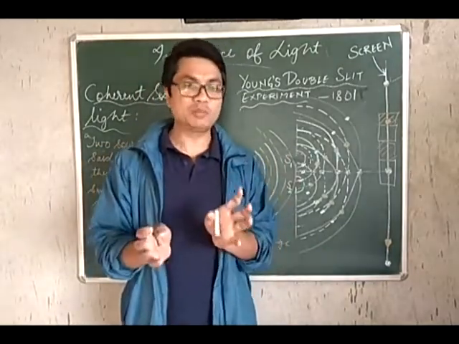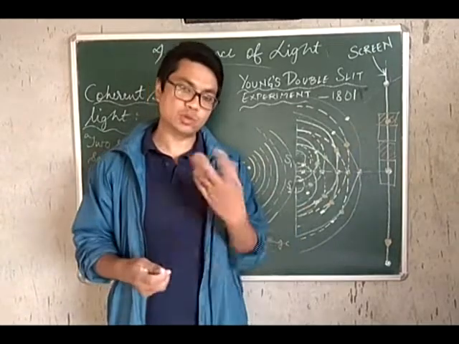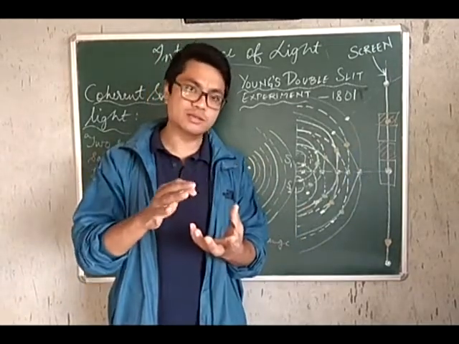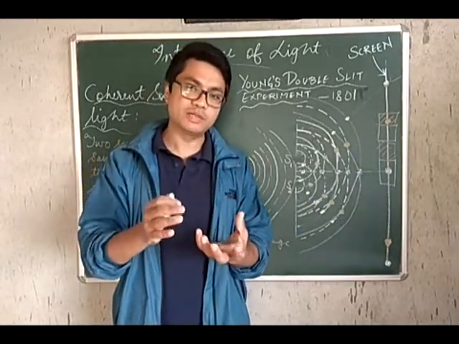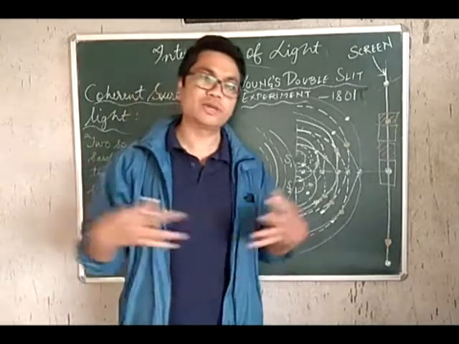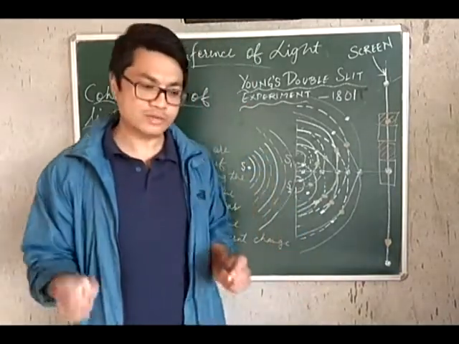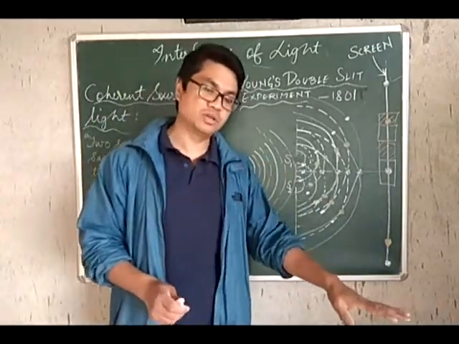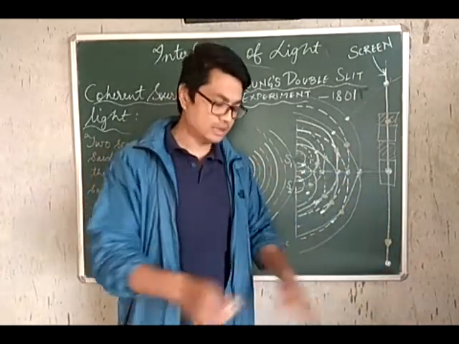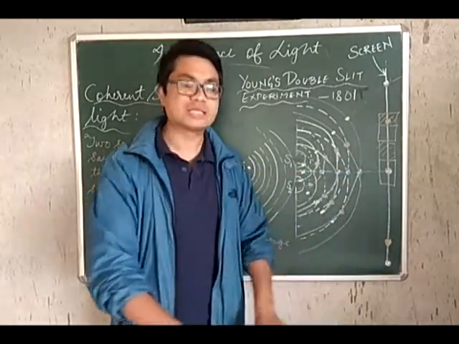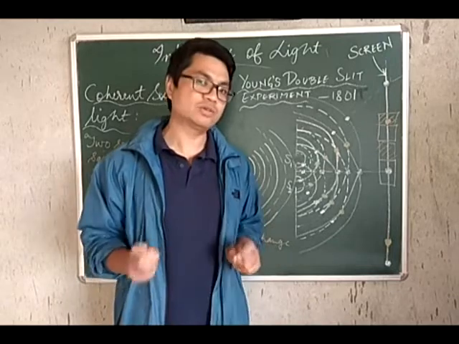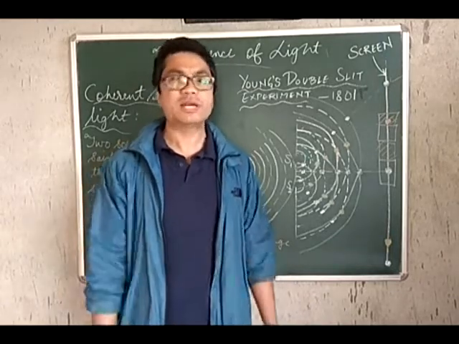Now, talking about examples of interference of light that we see in our daily life: if we have a soap bubble on a sunny day, we can see different colors on the soap bubble. That is a result of interference of light. Likewise, if oil is spilled on the floor, again on a sunny day, you get to see different colors on that oil. That also is an example of interference of light.